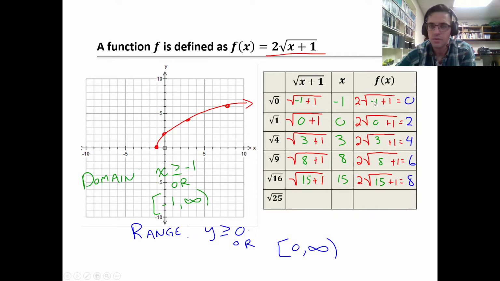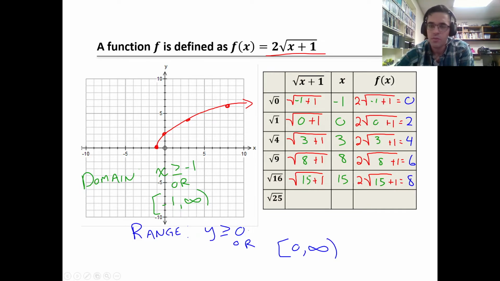So I'm going to plug them back into the original function this time, not just the square root of x plus 1, but the whole thing. So 2 times the square root of x plus 1. If I plug in negative 1, I get 2 times the square root of 0, which is just 2 times 0, 0. The second one, if I plug in 0 for x, I get 2 times the square root of 1, which is just 2. The next one is 2 times the square root of 4, which is going to be 2 times 2, which is 4. 2 times the square root of 9, which is going to be 2 times 3, so 6. And 2 times the square root of 16, that's going to be 2 times 4, which is going to be 8.